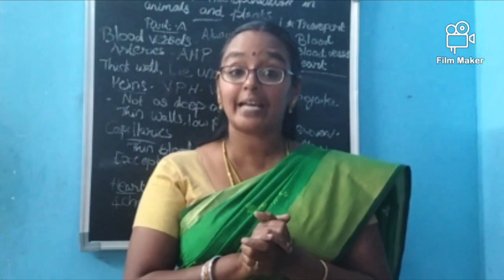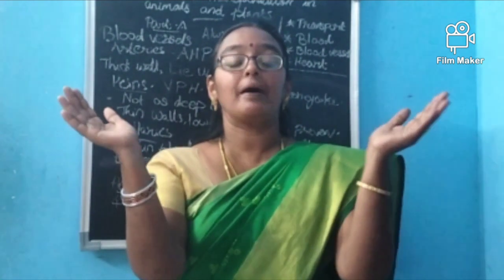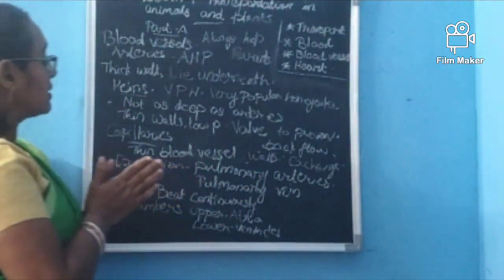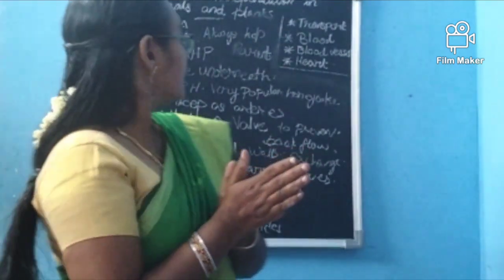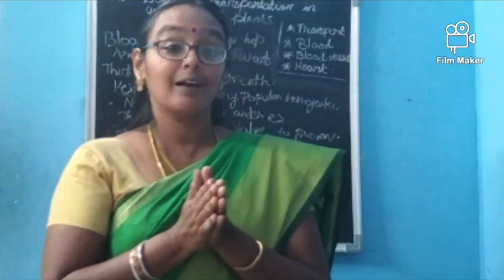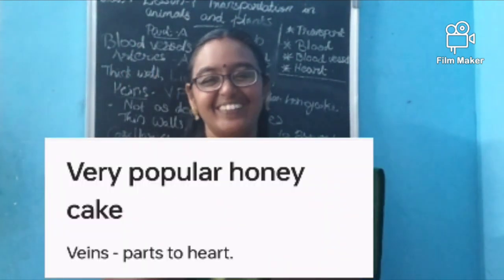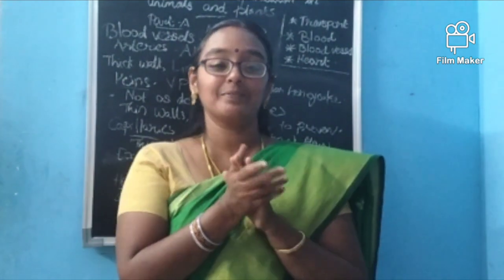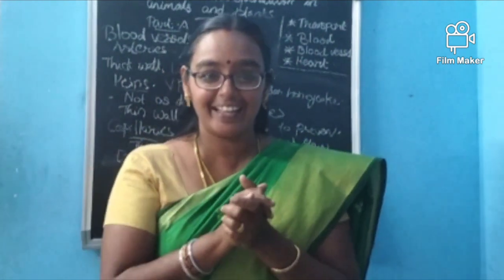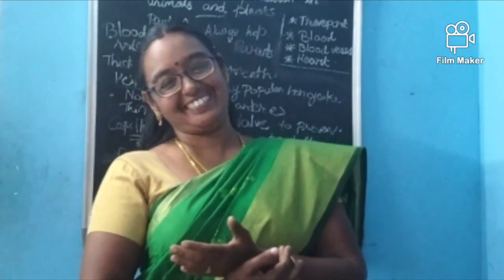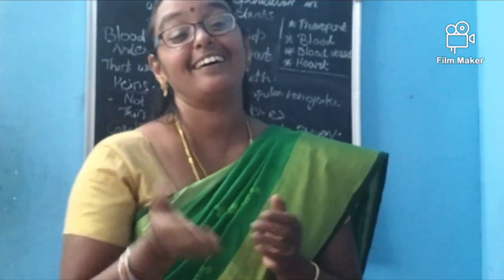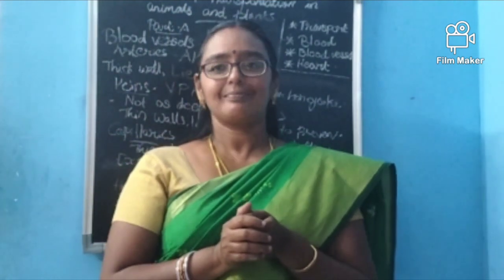Veins are the ones which carry blood from different parts to the heart. There also I have something to help you. That is very popular honey cake. It's good, isn't it? Why is it popular? Because veins are carrying blood from different parts to the heart. That's why. Very popular honey cake is the key word for you.